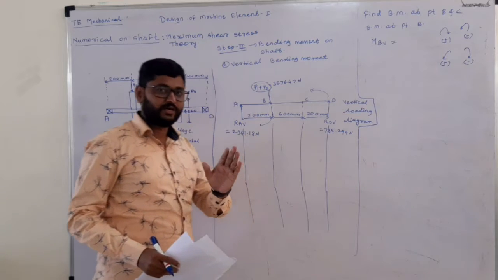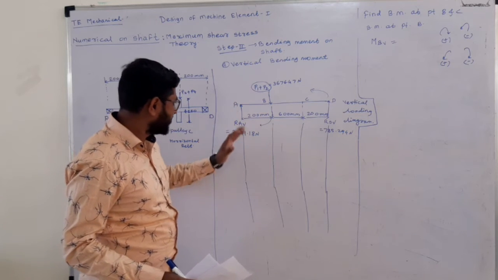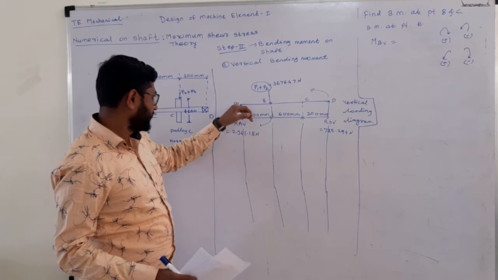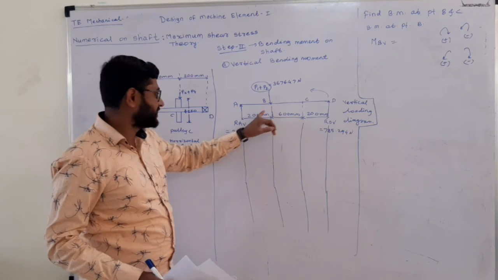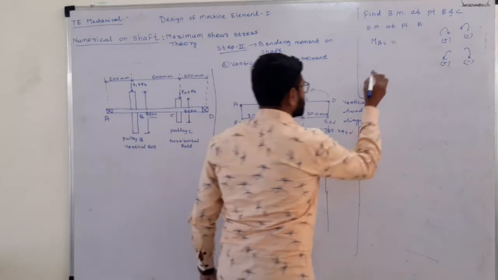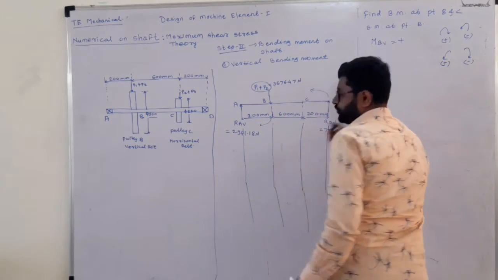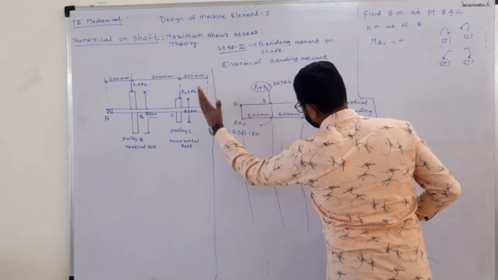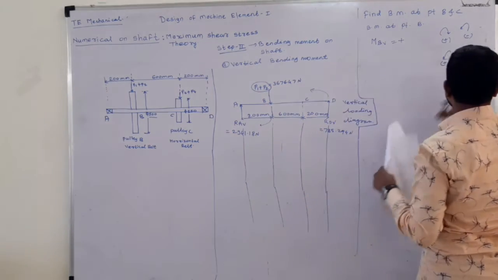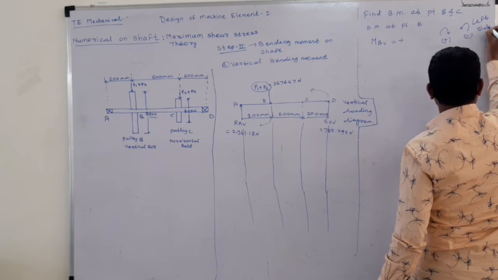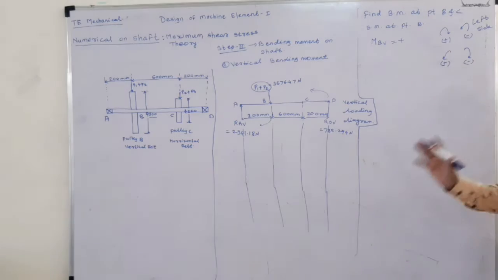So let us find the bending moment at point B. Here we have to consider the left side forces. The left side force is 2941.18 into the perpendicular distance of 200 mm, and here the sign convention is positive because we consider the left side forces. For left side forces, the sign convention is clockwise positive, anti-clockwise negative.